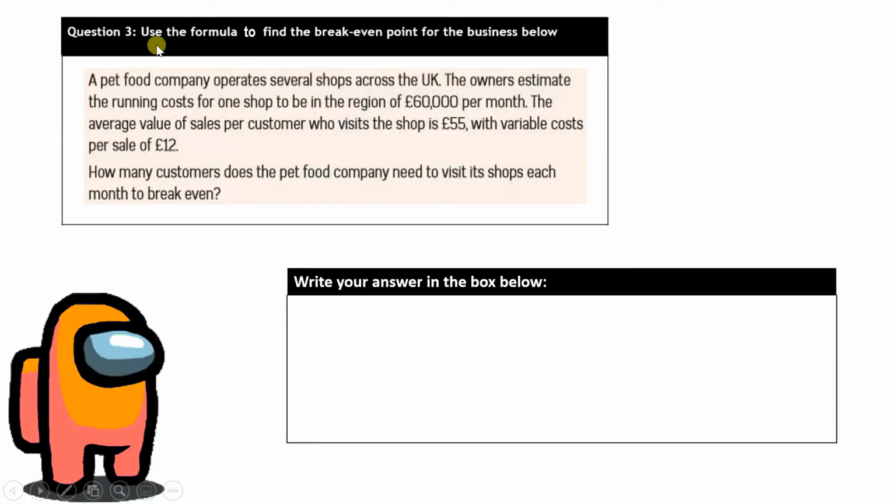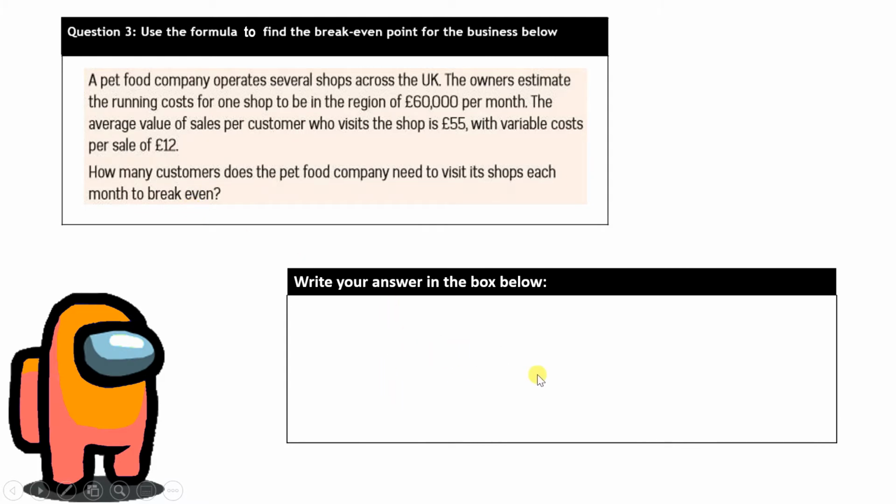Question 3 then, this is the first one in action. You need to use the formula to find the break-even point for this business. The business is a pet food company who operates several shops across the UK. The owners estimate the running costs, lesson 11, for one shop to be in the region of £60,000 per month. The average value of sales per customer who visits the shop is £55, with variable costs per sale of £12. How many customers does the pet food company need to visit its shops each month in order to break even?